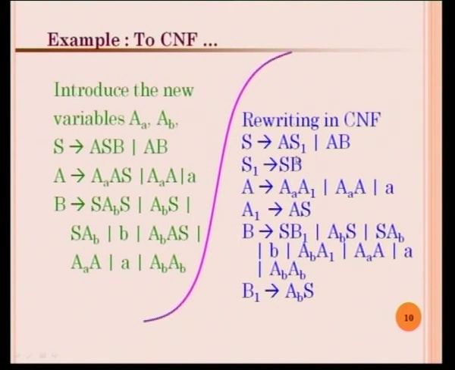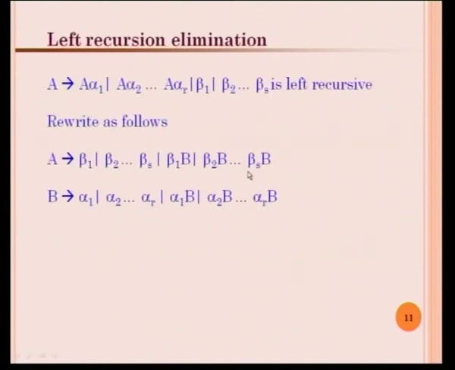So the resulting grammar is now available in this form, and we find that every production rule in the grammar is of the form of 2 variables or 1 terminal. Since every production is available in the form of either 2 variables or a single terminal, we can claim that this grammar is in CNF. So this is how we convert the given grammar into its equivalent Chomsky normal form.